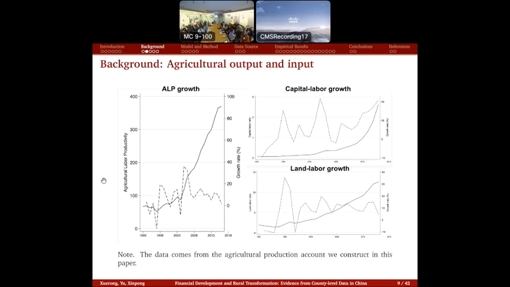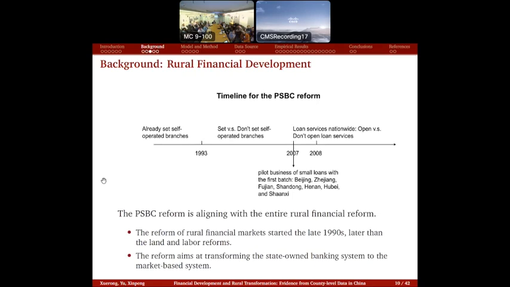And you can see from this period that China has undergone the rural transformation. They also experience a high growth rate of the ALP. Behind this, on the right side, you can see the same pattern for capital-labor growth and land-labor growth, which gives us hints that these two components are also drivers of agricultural labor productivity.